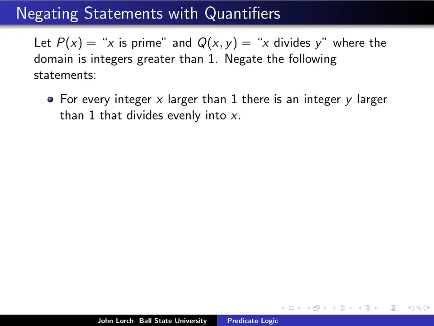Here we have the same predicates that we had on the previous slide, and we have another statement involving quantifiers that we would like to negate. So the first thing we're going to do is take this statement in the bullet point and translate it to symbols. So the statement is for every integer x larger than 1, there is an integer y larger than 1 that divides evenly into x. So for every integer x larger than 1, there is an integer y larger than 1 such that y divides evenly into x.